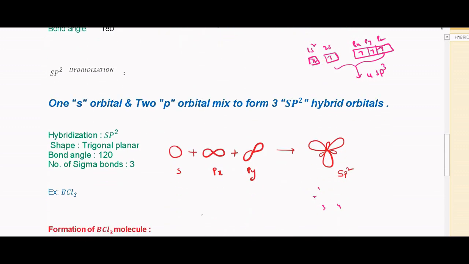And second, for this answer, you should write these points: What is the hybridization? What is the shape? What is the bond angle? And what is the sigma bond? How many sigma bonds are present in the given molecule? For this question, you should write the definition of hybridization and the definitions of sp, sp2 and sp3 hybridization, and you should give one example.